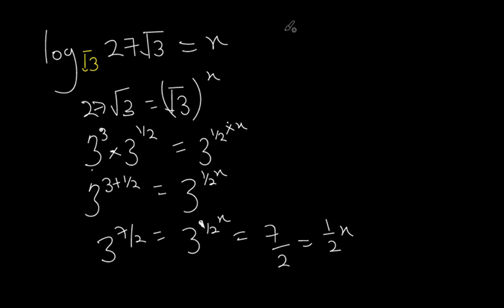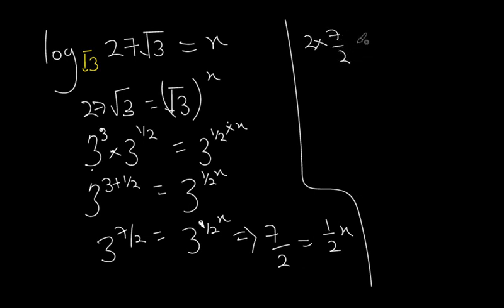So from here we can just finish the solving. Yes, so from here we multiply both sides by 2, which is the LCM. If we do that, we have 2 times 7 over 2 is equal to 1 over 2x times 2. So this will cancel this. We have 7 is equal to this. We'll cancel this. So we have 1x, and 1x is technically x.